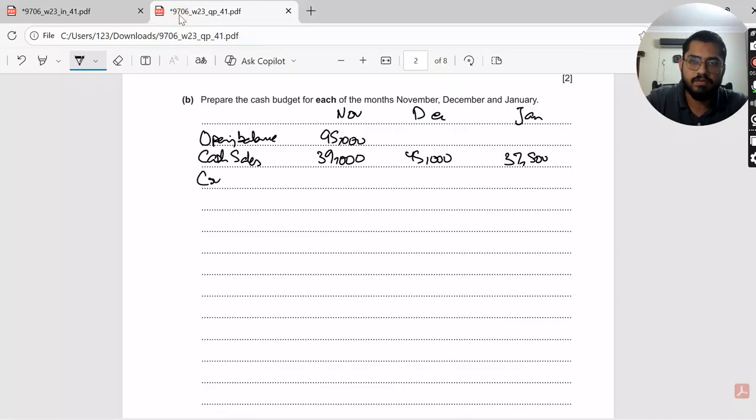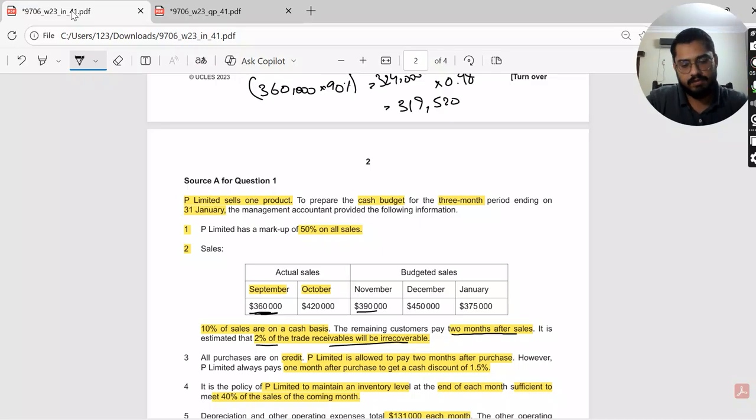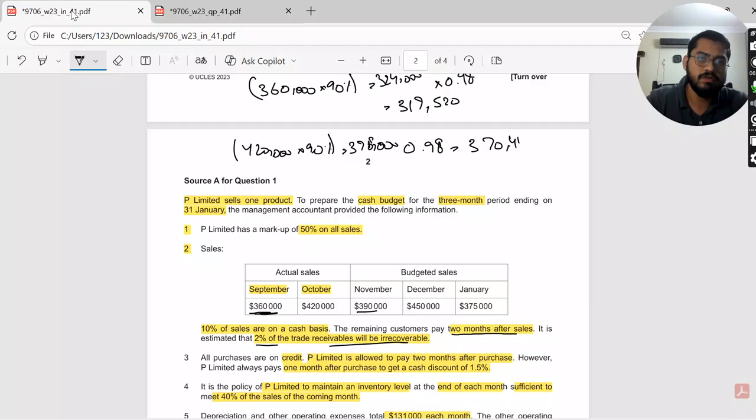Okay, so credit sales, and we have 317,520. Then for the month of December, we'll be recovering the credit sales from the month of October, so it would be 420,000, 90% of 420,000, and we'll multiply it with 0.98 as well. So this should come up to 378,000, and then we'll multiply it with 0.98, so this would be 370,440.